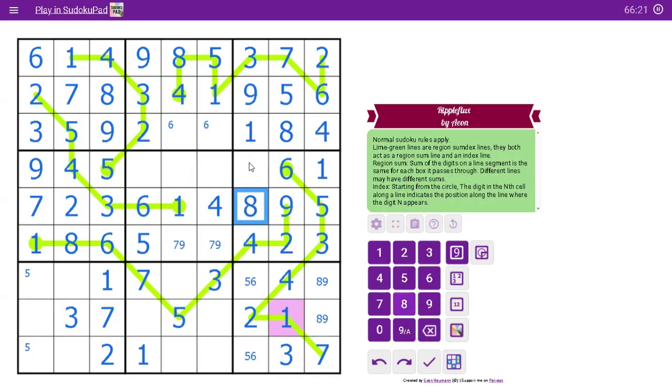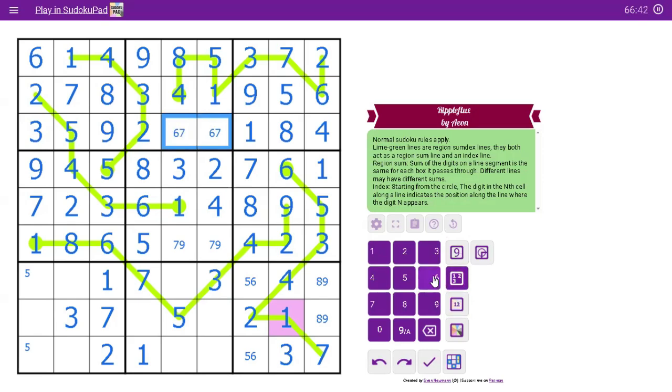All right, 7, 8. So perfect. 8, 7. This is looking very good. This we need a 2, a 3, and an 8, which we can do. 3, 2, 6, 7. Can't be resolved at the moment. I think we've done all the index region sum lines.